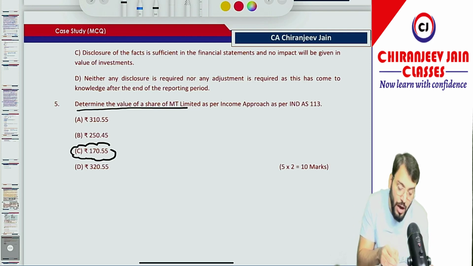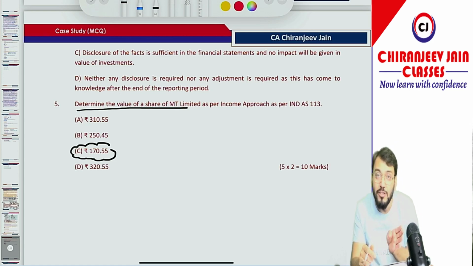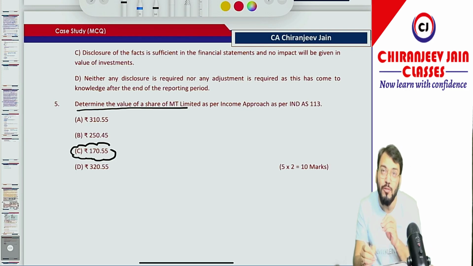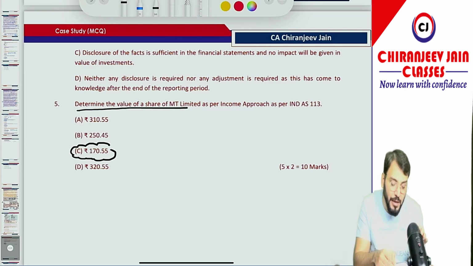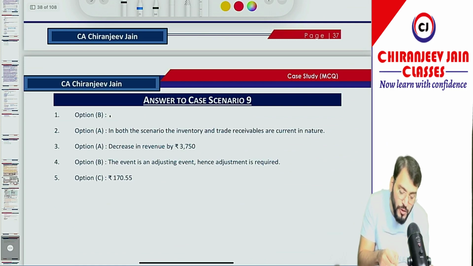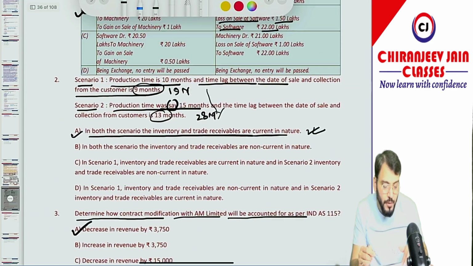If suppose there are 2 answers related to 170, then you will have doubt. So better you take 4 or 5 decimals for the correct answer. Now you can understand that the approximate figure of 169.03 is near to 170.55. So that becomes the correct option. Let's see which one is correct. For 1 we have taken option number B.